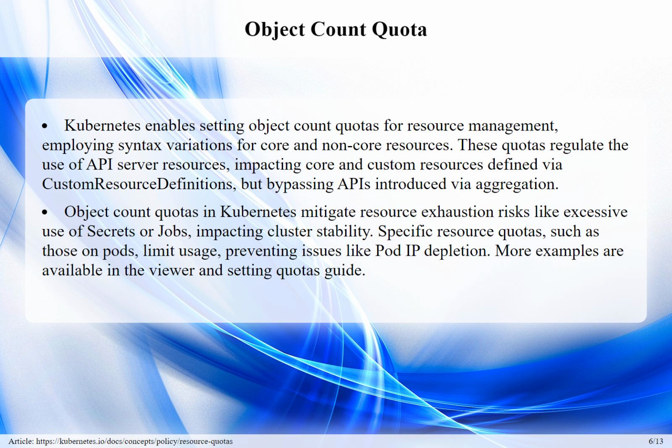Quotas help prevent resource exhaustion issues, such as restricting secrets, which could stall server operations if overused, or limiting jobs to control cron jobs from overwhelming namespaces, causing denial of service. For specific resources like pods, quotas restrict the maximum number of active, non-terminal pods within a namespace to prevent depletion of pod IPs. Setting these restrictions helps manage resource allocation and cluster stability. For comprehensive examples, refer to the guide on viewing and setting quotas.